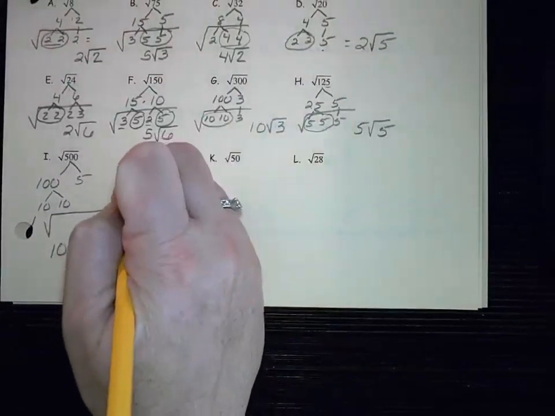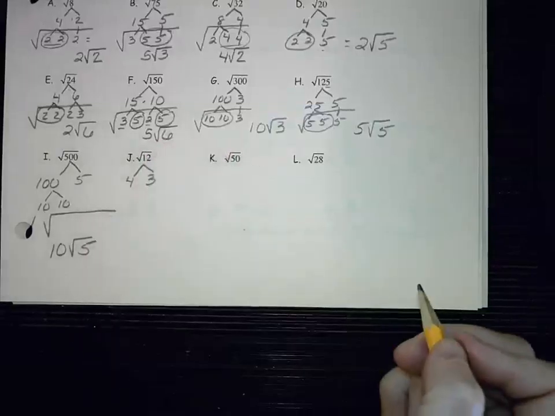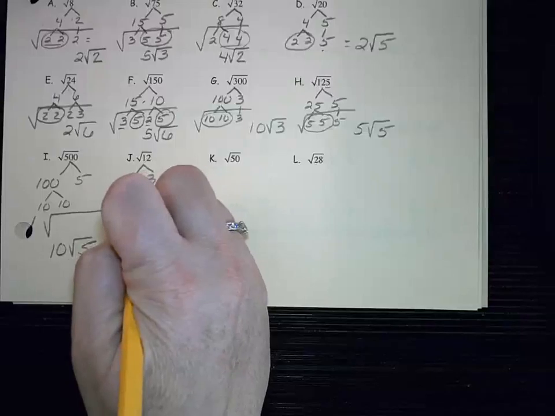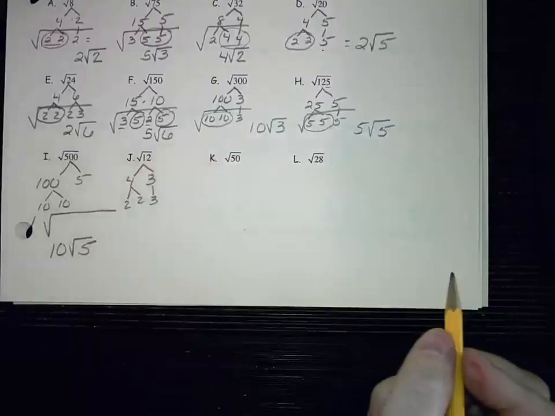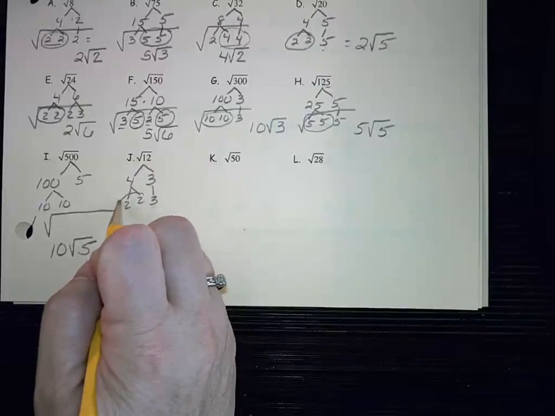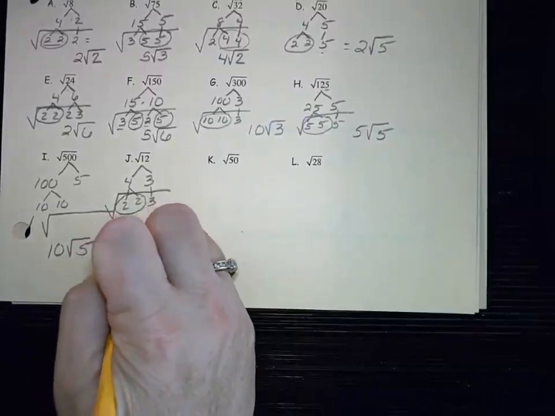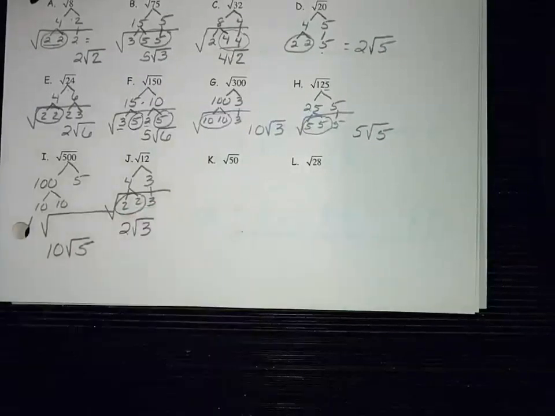Letter J, that would be a 4 times 3. The 4 can be broken down into a 2 times 2. And then since you have this pair, it becomes 2 square root of 3.